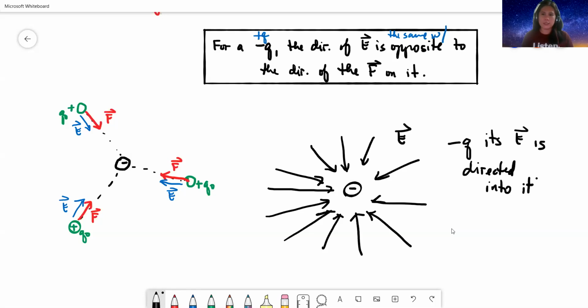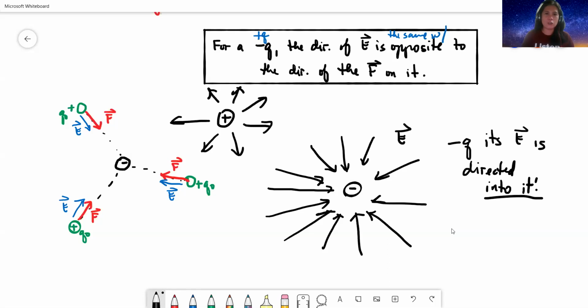Whereas if it were a positive charge, the electric field is away from it, radially, along the radius for a point charge. Now you might ask, what about the statement that for a negative test charge, the direction of E is opposite to the direction of the force?